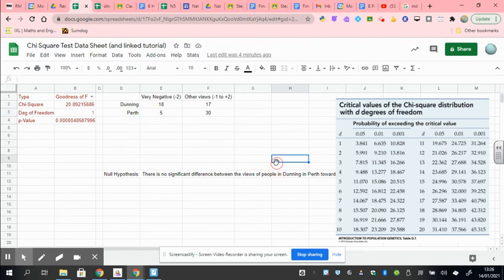Okay, now let's just change up. Let's just say we are no longer looking at Dunning and Perth. We are looking at a north slope, a west slope, and an east slope on a hillside. And we've got data on soil moisture, and we've got high soil moisture. And let's just say that was soils that had more than 50% of the soil was water.